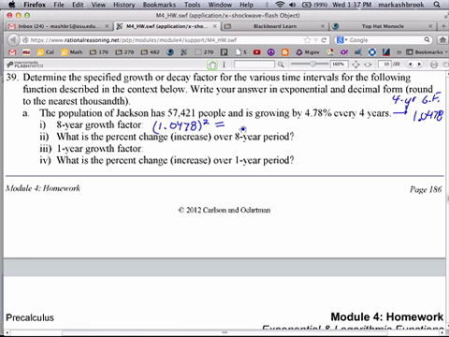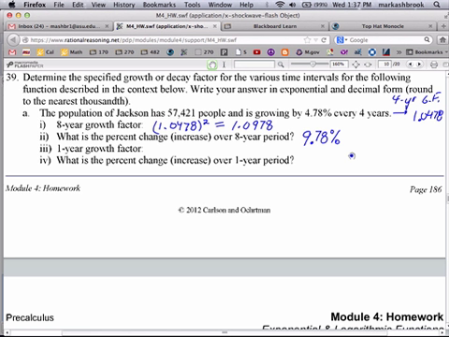You got a calculator? Crank it out. 1 point what? As soon as you get it, tell me. Taking 1.0478 squared. I heard 1.0978. Percent. So what's the percent increase every 8 years? 9.78%. Comes from that 8-year growth factor.